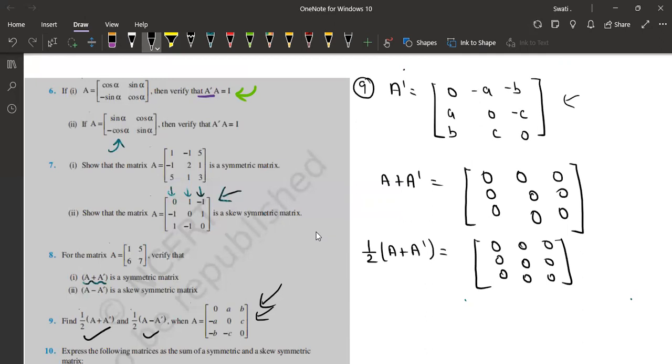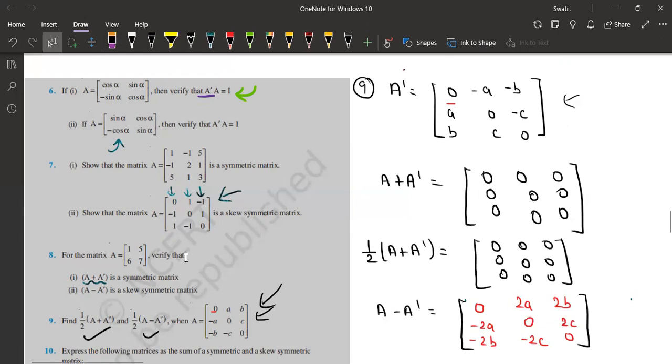Now we have to find out half of A minus A transpose as well. But for that, we need to find out first A minus A transpose. So if you find out A minus A transpose, you can simply see that this is 0 and this is 0. So 0 minus 0 is 0. Next is A minus minus A, so it is simply going to be 2A. Next is going to be 2B. Next is going to be negative 2A, 0. This is 2C. Next is going to be negative 2B, next is going to be negative 2C, and next is going to be 0. But we need to find out half of this, right?